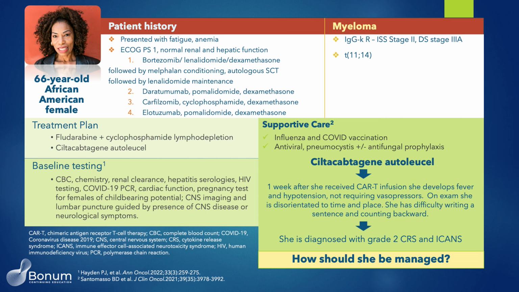She did have normal renal and hepatic function, was given initially bortezomib, lenalidomide, and dexamethasone, got a transplant, and then got lenalidomide maintenance therapy, did have progression, so went on to receive daratumumab, pomalidomide, dexamethasone, as well as then thereafter carfilzomib, cyclophosphamide, dexamethasone, then elotuzumab, pomalidomide, dexamethasone. Unfortunately, progressed after that, but then was ultimately able to get cilta-cel.